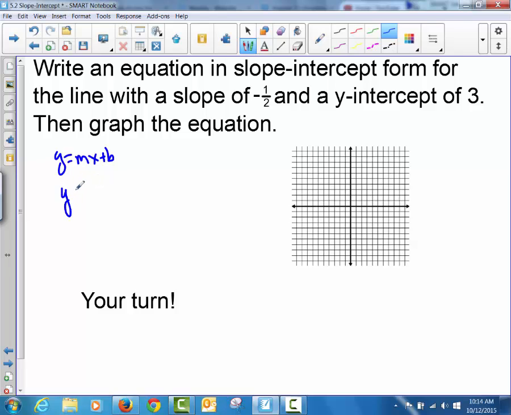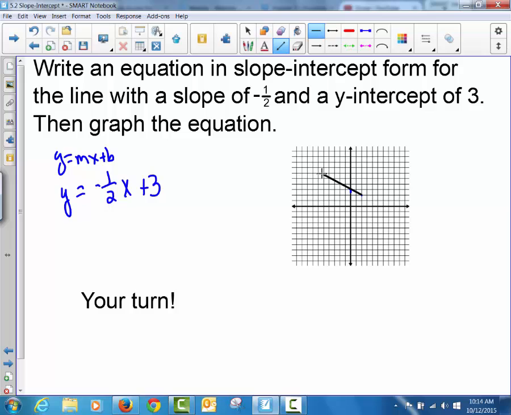So we write y equals negative 1/2 x plus 3. We come over here and we go 1, 2, 3. And our slope is negative 1/2. So you go down 1 and right 2. Down 1, right 2. Okay, and then we can draw our line. And there we go. And let's put our arrows on each side of it. Let me select the line, put the arrows on each side of it, and we're done. Not bad, huh?